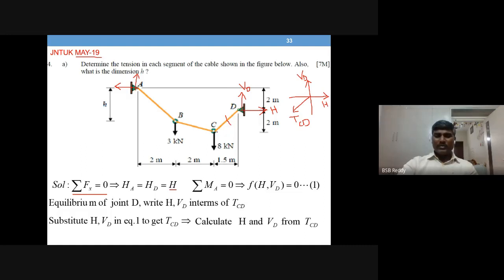You can see that this height is given, 2 meters, and this is 1.5. It is given, it is available here. This one is 1.5. So you can get this angle, some theta, CD or DC, whatever it is, both are the same. So theta I know.